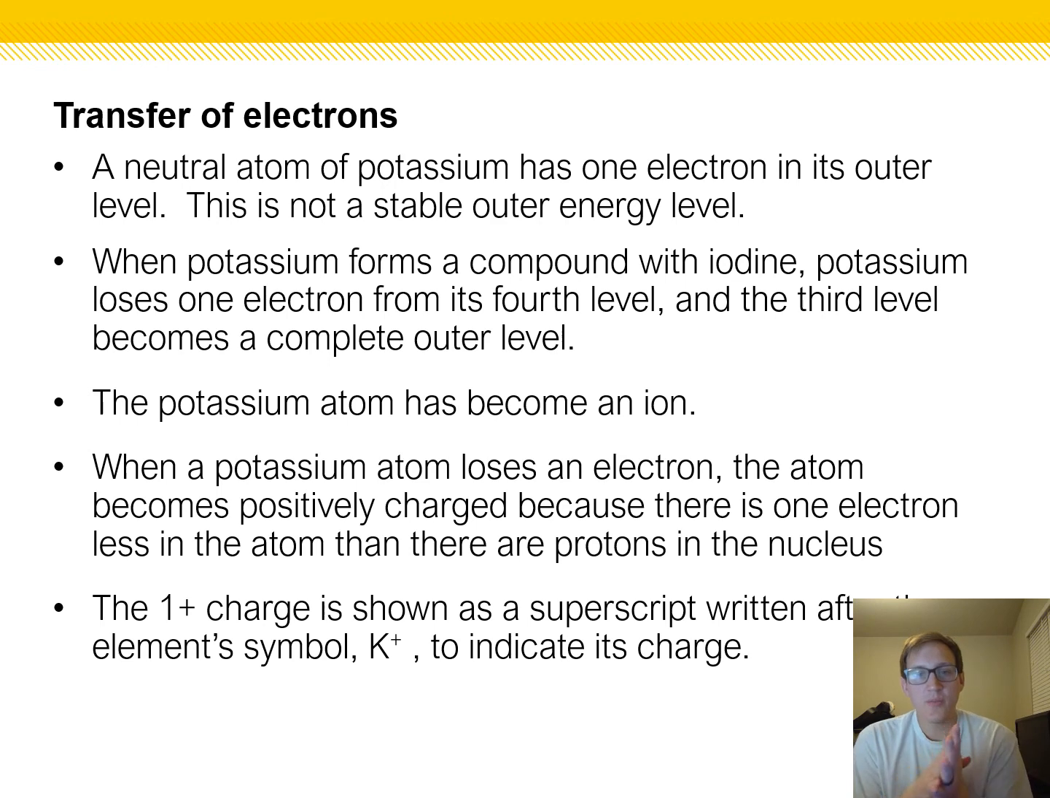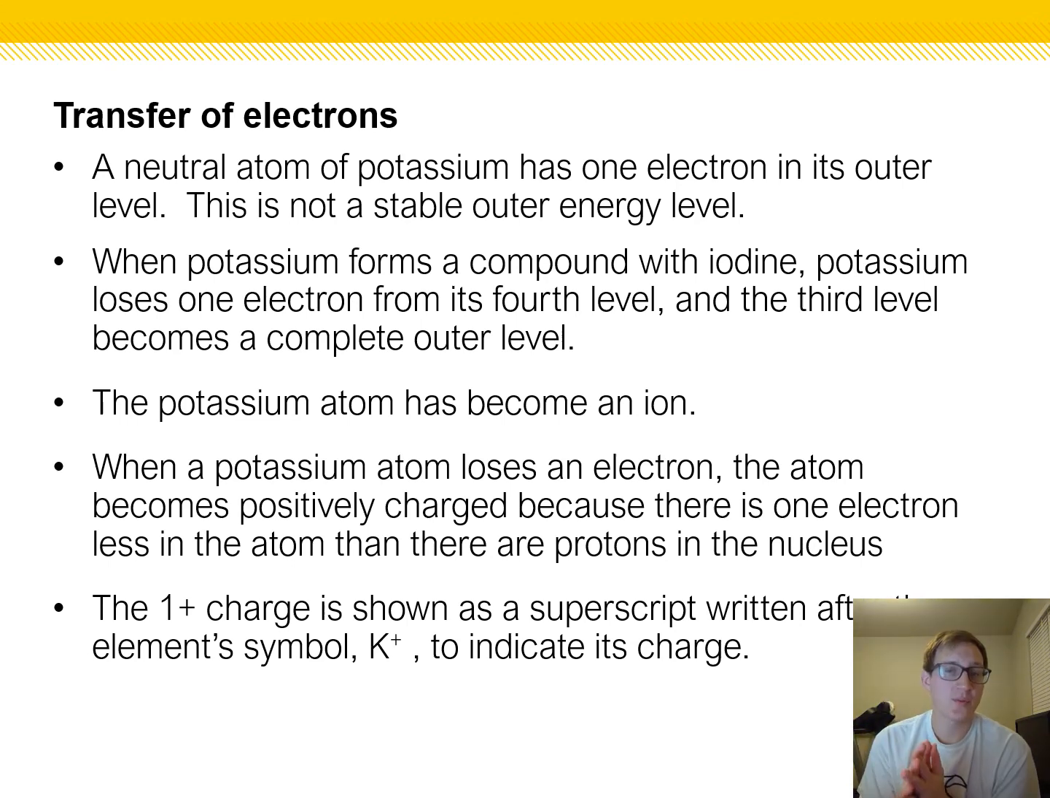A neutral atom of potassium has 1 electron in its outer shell. That's because it is in the first group. If you look for potassium, I believe it's number 19. It's K. This is not a stable outer energy level. What it wants to do is get rid of that 1 and become more like a noble gas, which has a full outer shell.